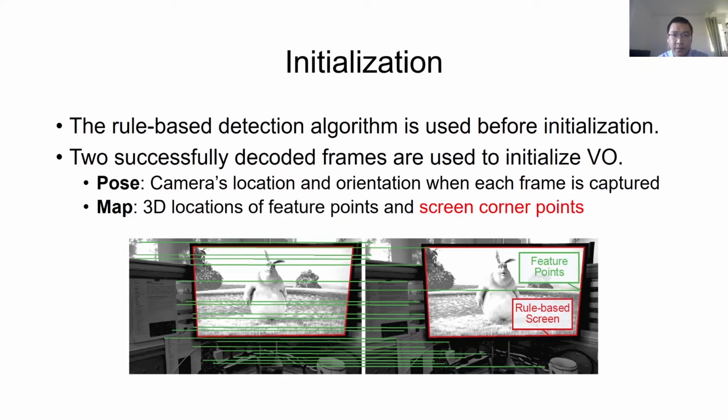between the two frames and initialize a global map which consists of 3D locations of common feature points of the two frames and 4 screen corner points describing the 3D location of the screen.